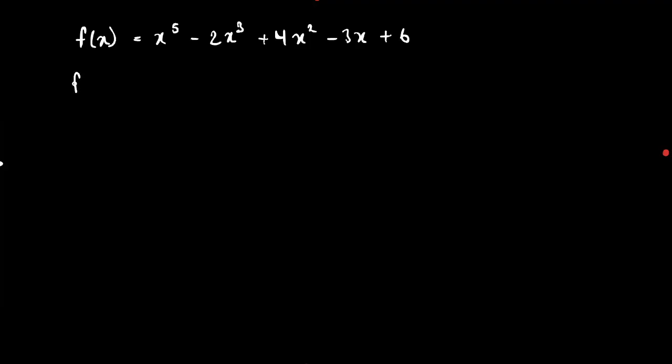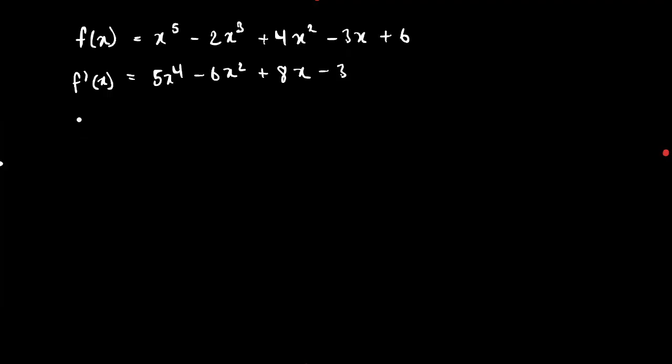Well, we can write our f prime of x. We're using this notation here. So f prime of x. Let's just take the first derivative. That's easy, right? This would be 5x to the fourth minus 6x squared plus 8x minus 3. And again, the derivative of a constant is 0. So this would be our first derivative.